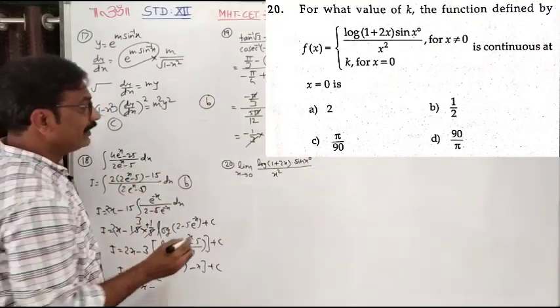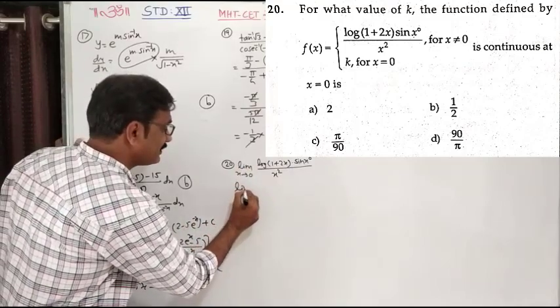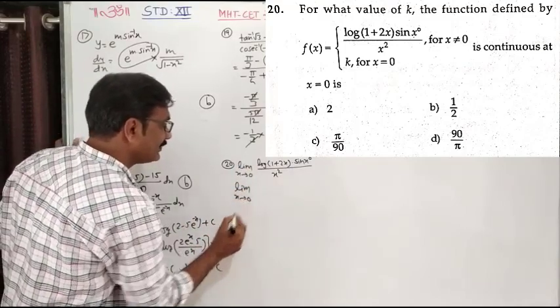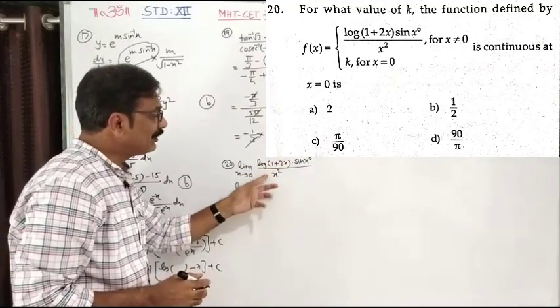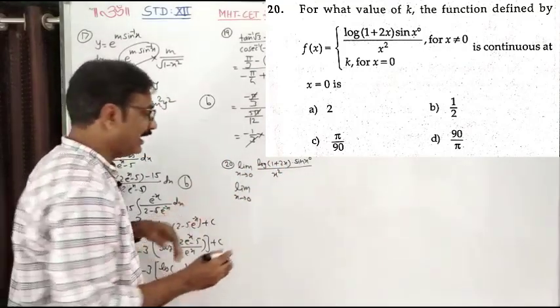20. Just separate the limit. How is it? See the thinking. Log of 1 plus 2x upon 2x into 2.